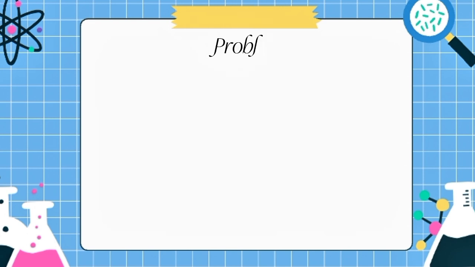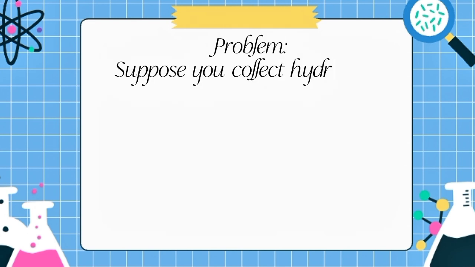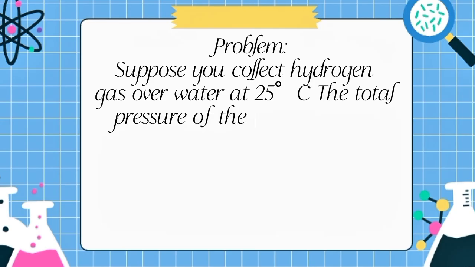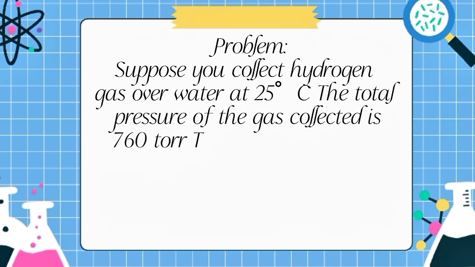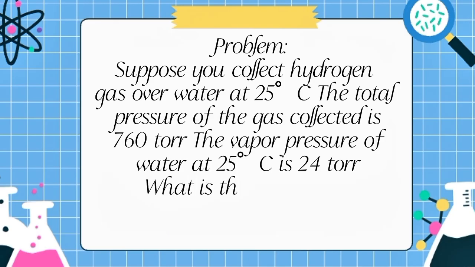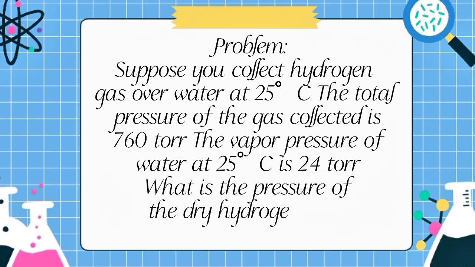pressure. Problem. Suppose you collect hydrogen gas over water at 25 degrees Celsius. The total pressure of the gas collected is 760 torr. The vapor pressure of water at 25 degrees Celsius is 24 torr. What is the pressure of the dry hydrogen gas?